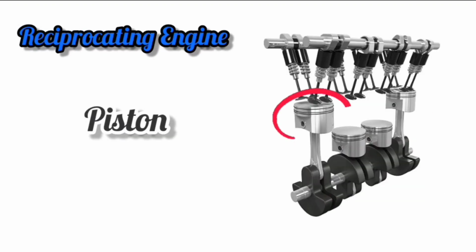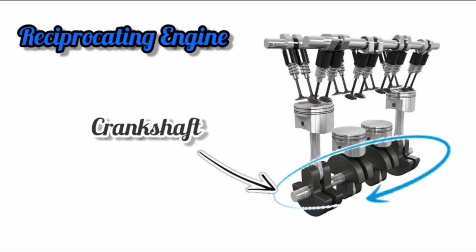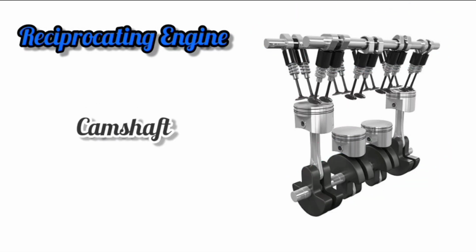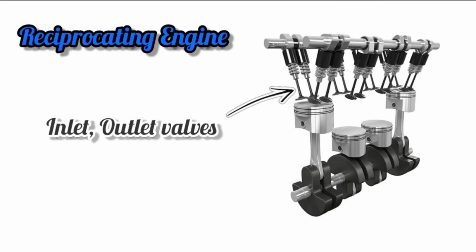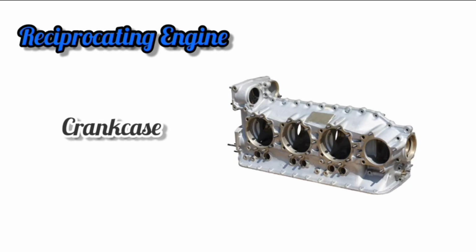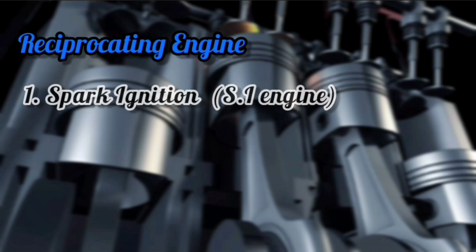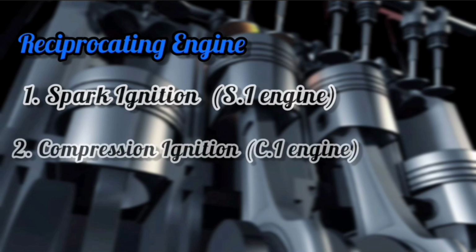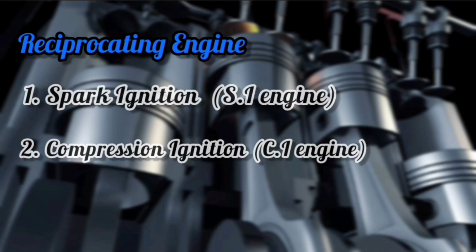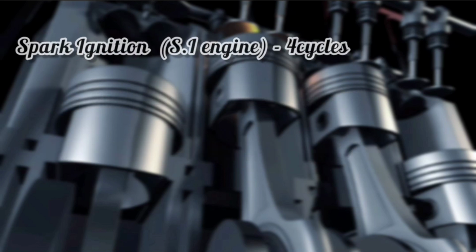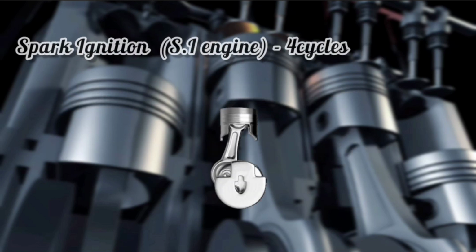The main parts include the cylinder, piston, crankshaft, camshaft, connecting rod, inlet and outlet valves, crankcase, and a spark plug. There are two types of reciprocating engines, the spark ignition engine or simply SI engine and the compression ignition engine or CI engine. The spark ignition engine contains 4 cycles which run continuously to generate the power.